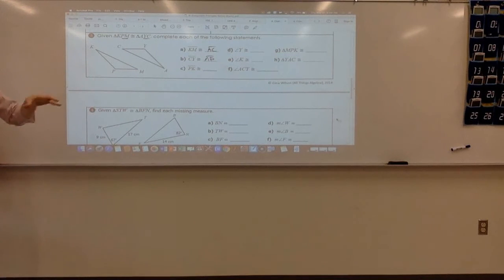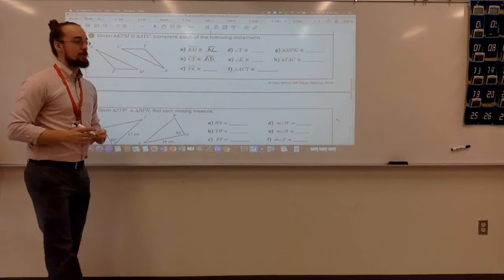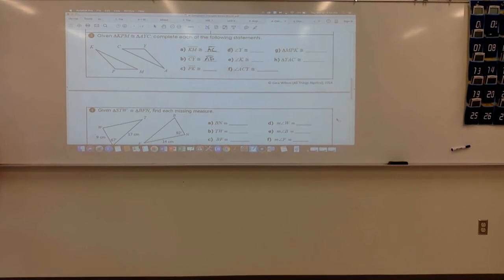So why don't you guys try to finish this out real quick here? Okay, give me the corresponding congruent pieces here.